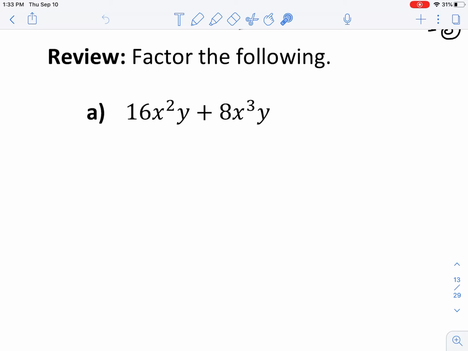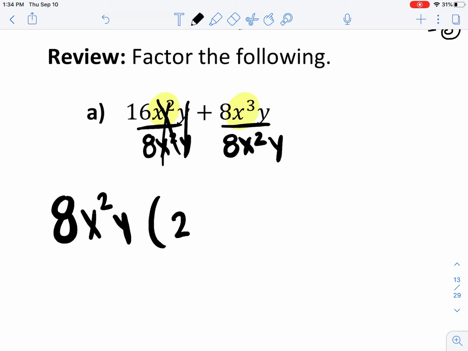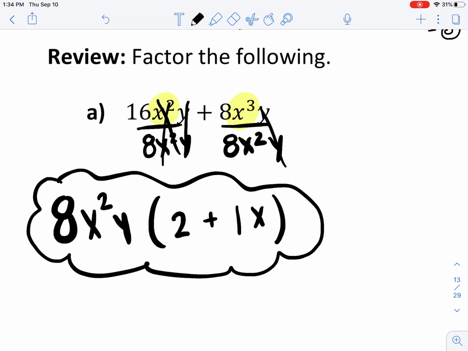But we can actually pull a GCF out. These two terms do have an 8 in common. They also have x squared, because we've got our two x terms, and we have to pick the smaller exponent, so x squared. They also both have a y in common. So I can divide both of these by 8x squared y. I'm left with 2, my x squareds and my y cancel in the first term, plus 8 divided by 8 is 1. X to the third divided by x squared is x, and the y's cancel. So I'm left with 8x squared y times 2 plus 1x, or you could just say 2 plus x.